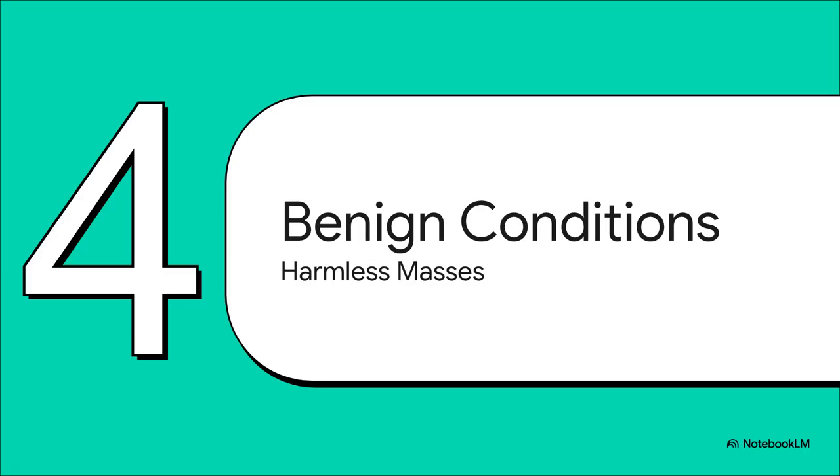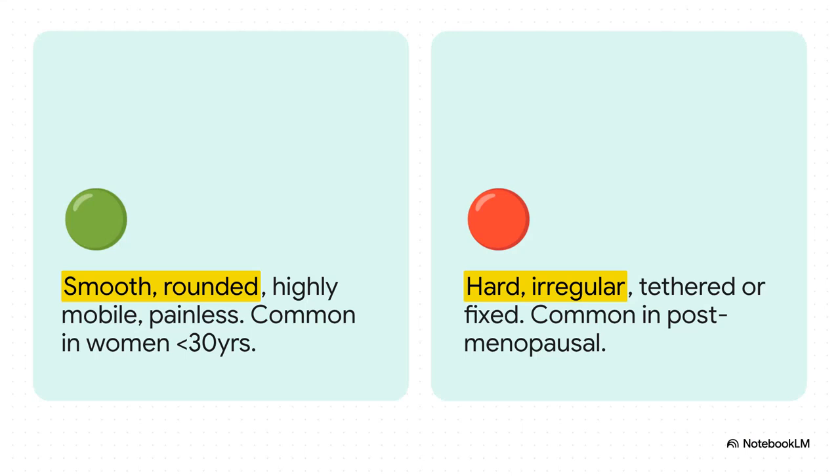Let's pivot to Section 4, benign conditions. Notice the stark physical contrast here between a benign mass and a malignant one. A fibroadenoma, which is very common in women under 30, presents as a smooth, rounded, painless mass that is highly mobile. Contrast this directly with a carcinoma. Those are typically found in postmenopausal women, and they present as a hard, irregular mass that actually feels tethered or fixed to the underlying deep tissue or the skin. It's a very different feel.